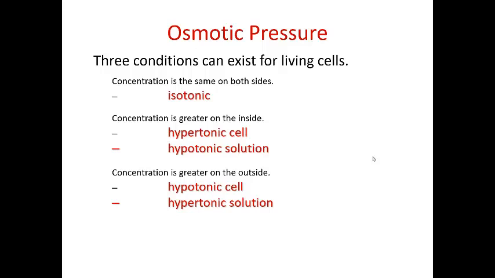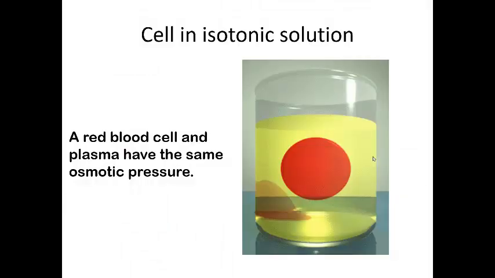And if the concentration is greater on the outside, then we're going to say we have a hypotonic cell because it's got less in it, and a hypertonic solution. So when we look at, let's say, a red blood cell, and obviously this is not to scale, a red blood cell and plasma, when it has the same osmotic pressure, the red blood cell holds its size and everything's fine. But when the concentrations of ions in your plasma change, then you can have major damage happen to your red blood cells.